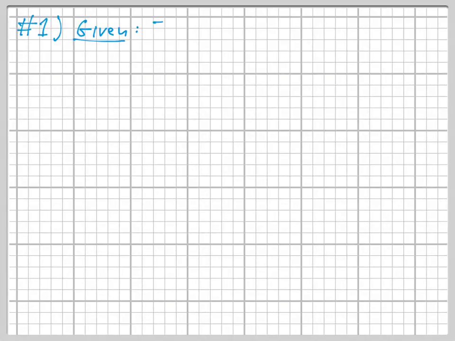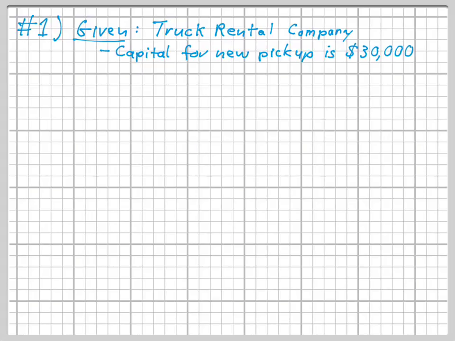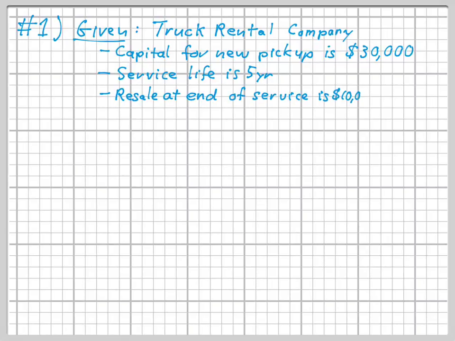This is the solution to the first problem of your homework. In this problem, we're given that we have a truck rental company, and the information we have is that the capital cost for a new pickup truck is $30,000. We also are given that the service life for the truck is 5 years, and that at the end of 5 years, we can resell the truck for $10,000.